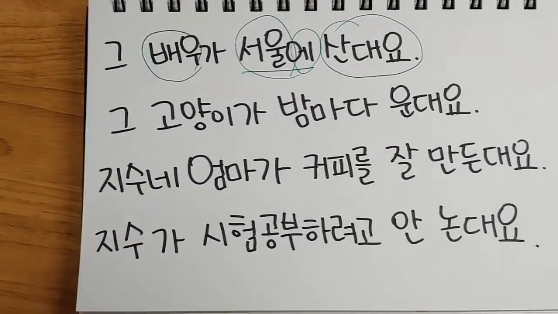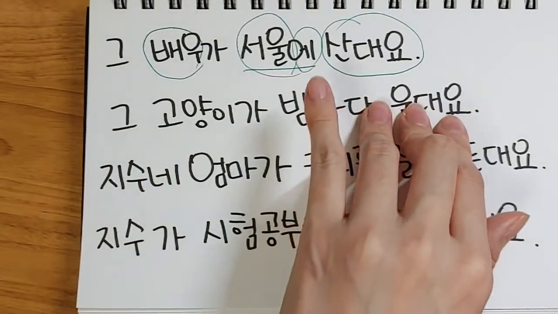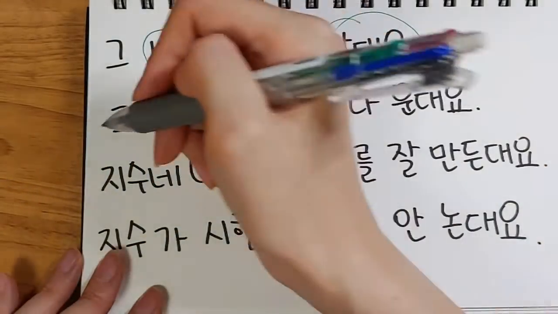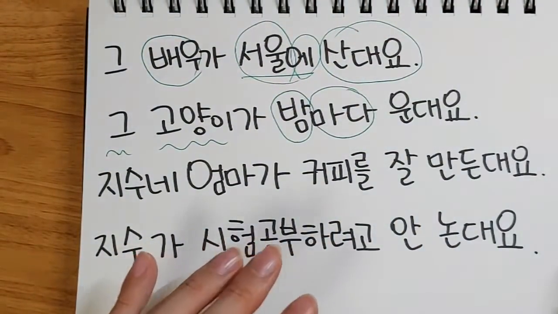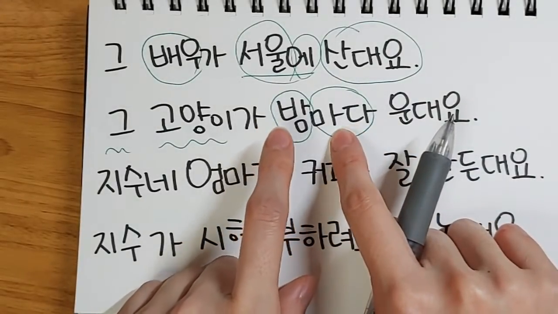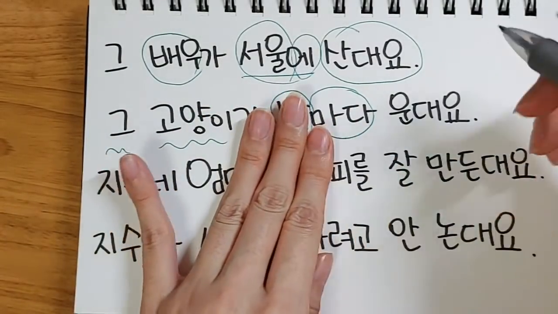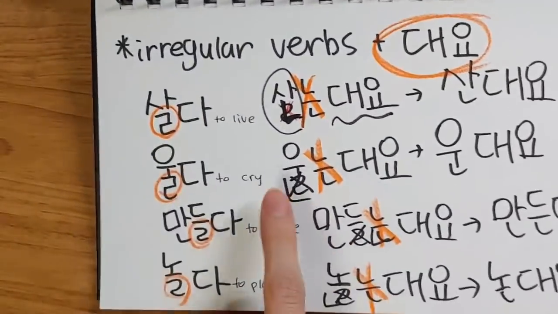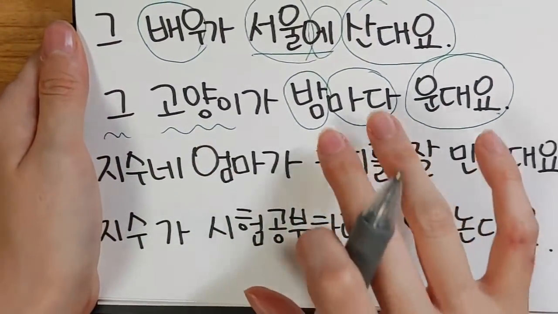그 배우가 서울에 산대요. How about 그 고양이가 밤마다 운대요. 그 고양이가 밤마다 운대요. That cat, night, 밤마다 is used when you mean like every noun. So 밤마다 means like every night. That cat, every night. 운대요. We learned that 운대요 is 울다 combined with 대요 ending, right? So it means I hear it cries. So I heard that cat cries every night.